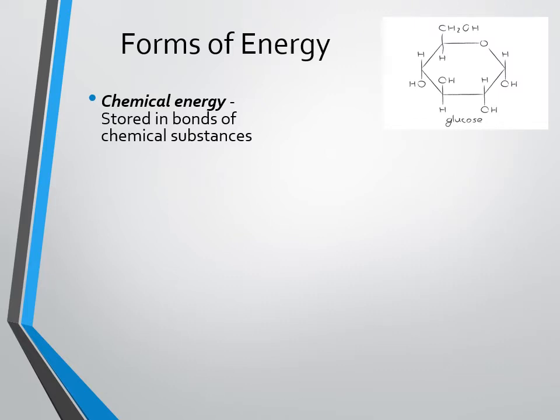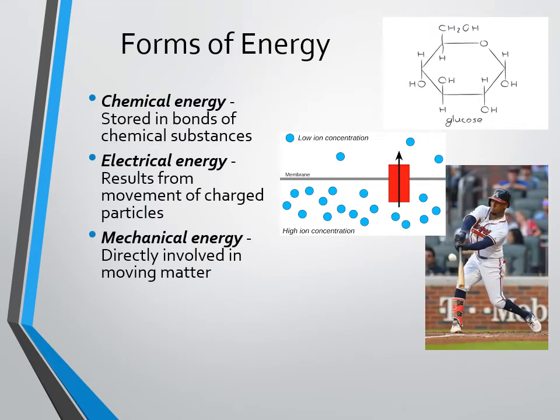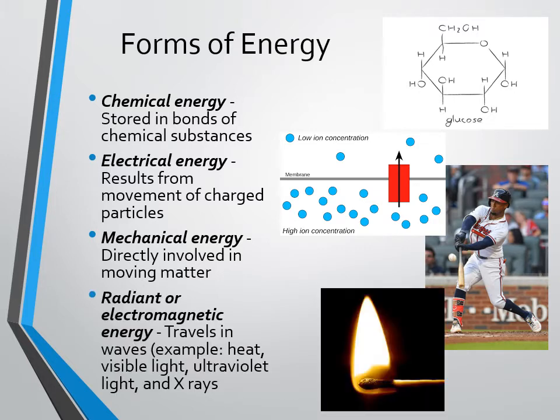So we have chemical energy, which is stored in bonds in chemical structures. We have electrical energy, which results from particles moving in and out. There's a high concentration here, so it's going to want to go to the outside to get an equilibrium going, but we'll talk about that in later chapters. But this can cause electrical energy to happen. We have mechanical energy, which is directly involved with moving. And then you have radiant or electromagnetic energy, which travels in waves, such as heat, light, ultraviolet rays, and X-rays.